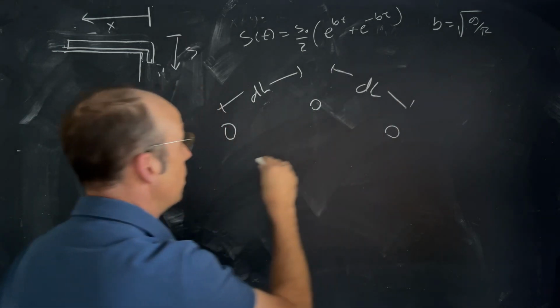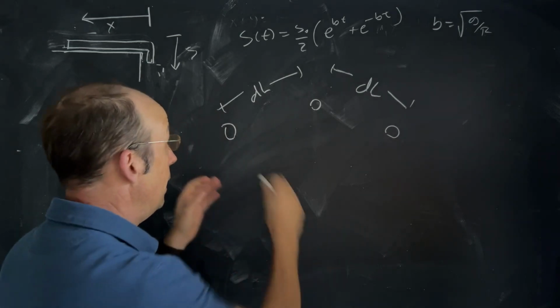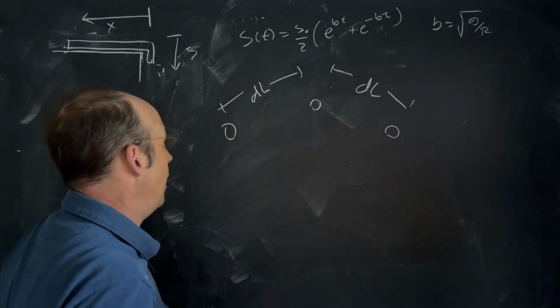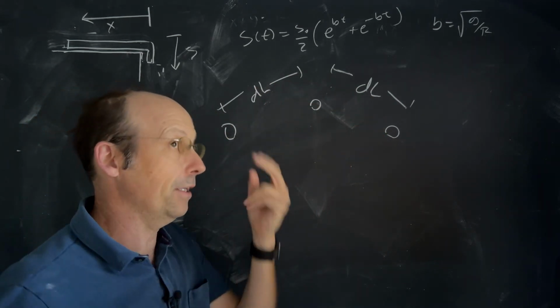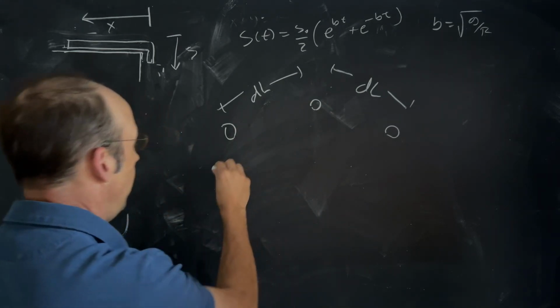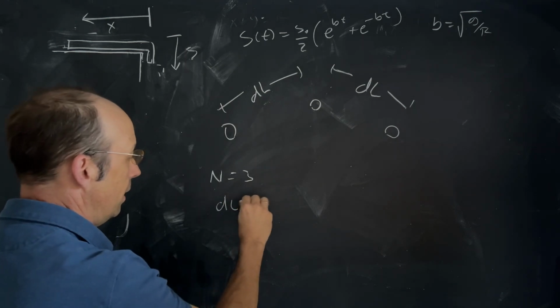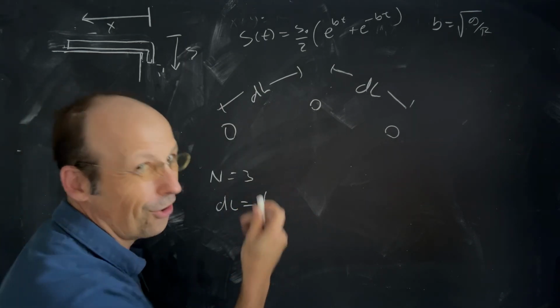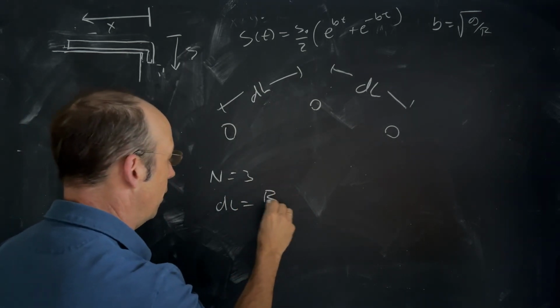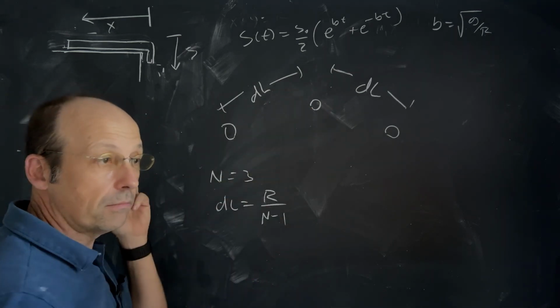And right away you see the problem is that if I have 3 masses, and the length is L, I can't divide by 3 to get DL. I have to divide by 2. I have to divide by n minus 1. So here I have n equals 3. So this length, DL, is going to be the total length, which I called R, divided by n minus 1. And that will give me the length of DL.